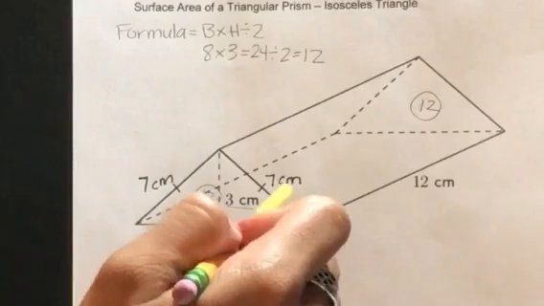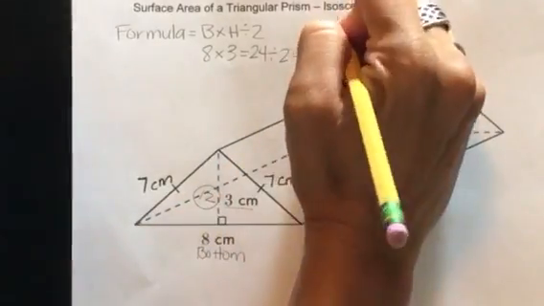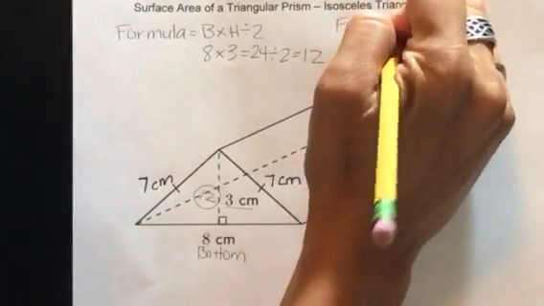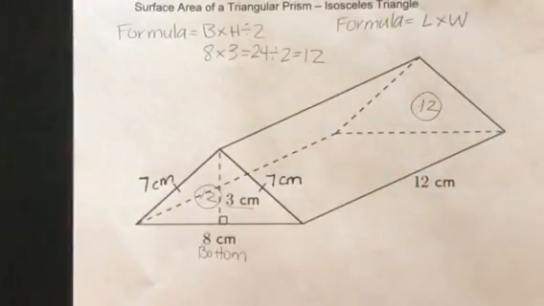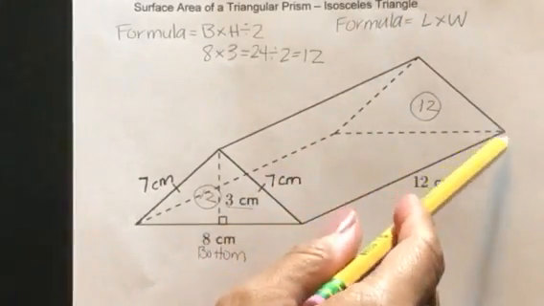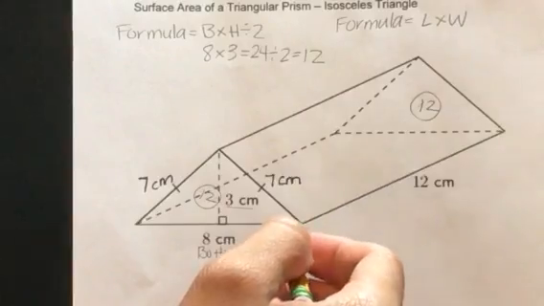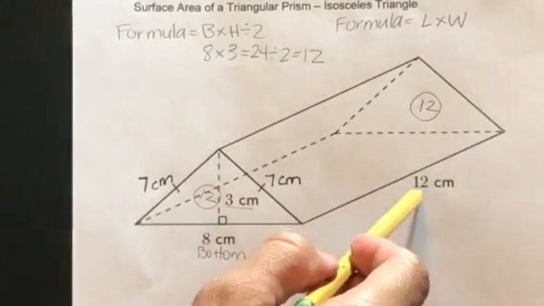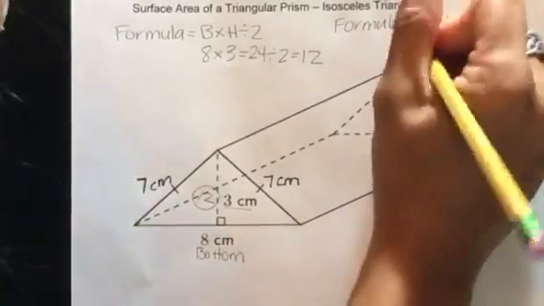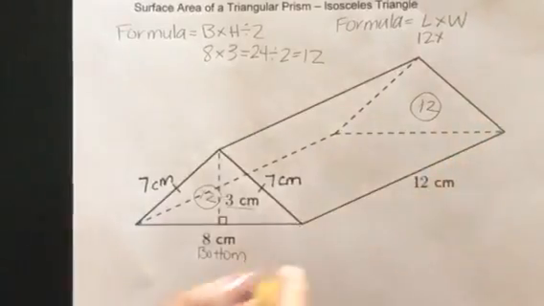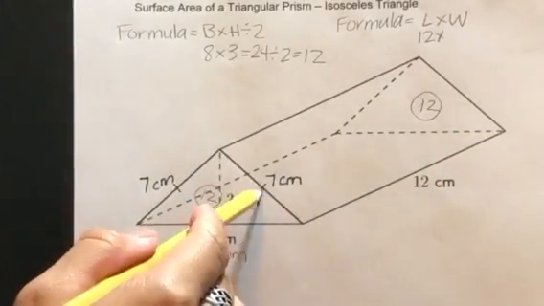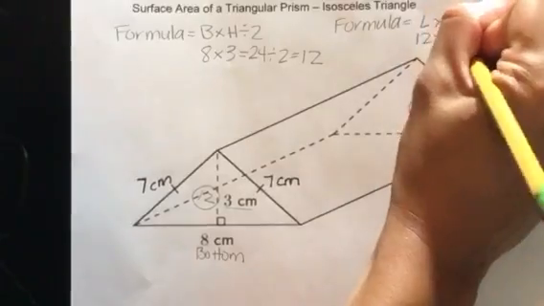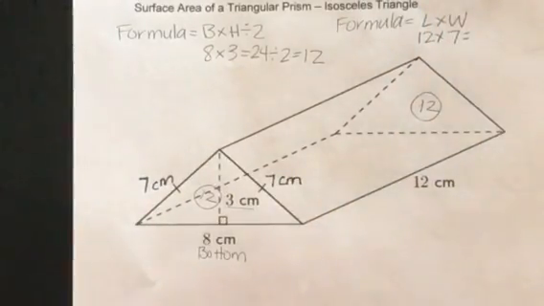So remember, the formula for solving for the area of a rectangle is just length times width. So if I see here, the length of this rectangle is 12. So I'm going to do 12 times the width, which is right here, and I can see that that lines up with that 7, so that's 7. And 12 times 7 is 84.